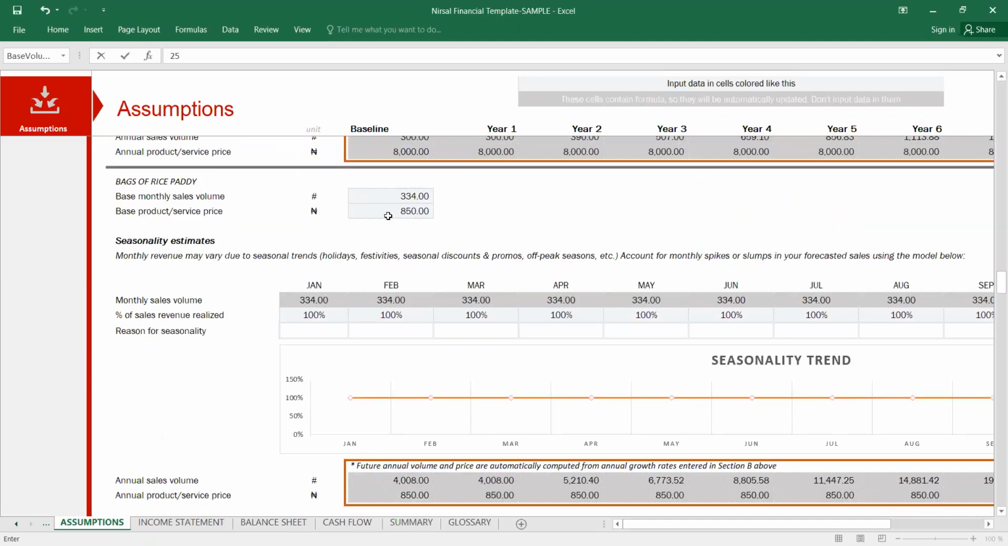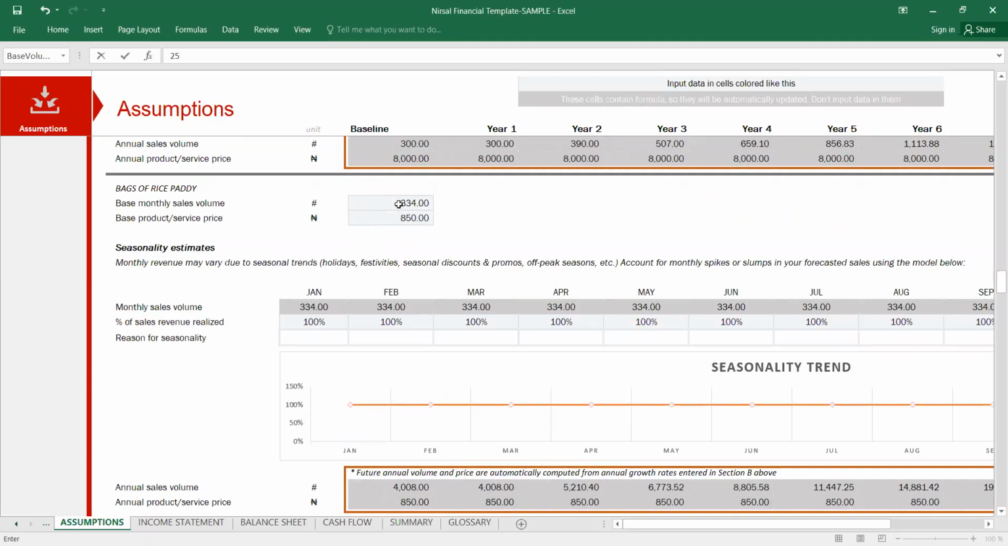Then you also come to the last product. How many volume or units will you sell in a month and each of the unit price? Take note of this. It's not compulsory; if you have only one product, fill only one. You don't need to fill every other.